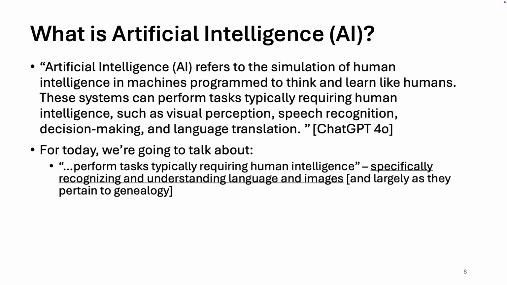It's 4.0. See that little O there? It's not a 0, it's an O. And there's a reason they called it 4.0, which I don't remember. So we're going to talk specifically about recognizing and understanding language and images, and we're going to relate that to how it works with genealogy.